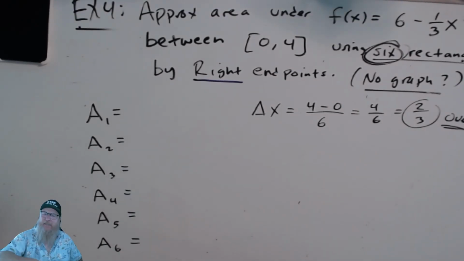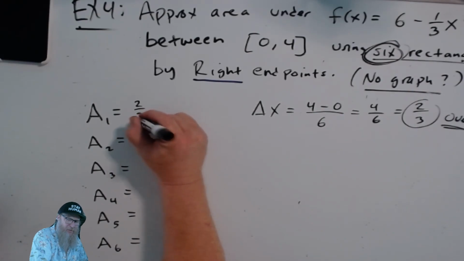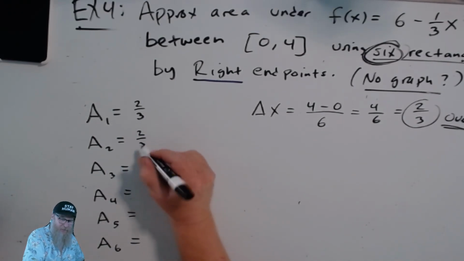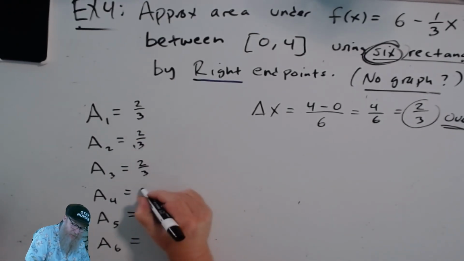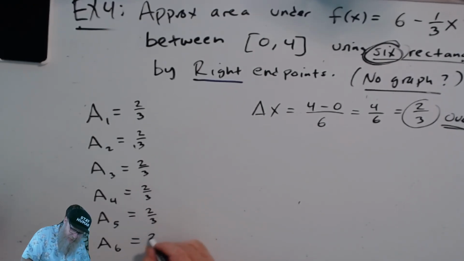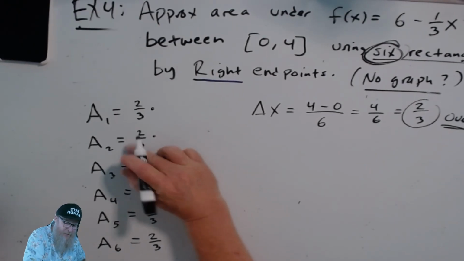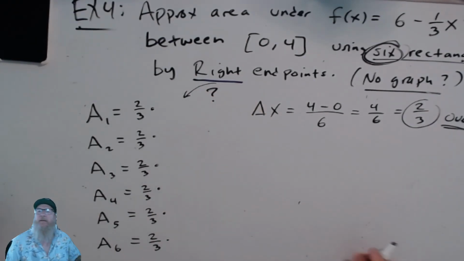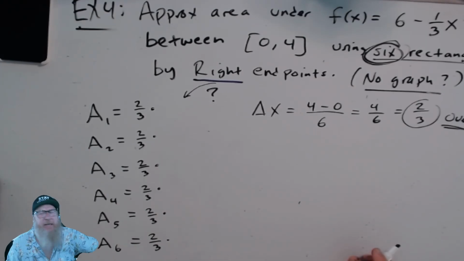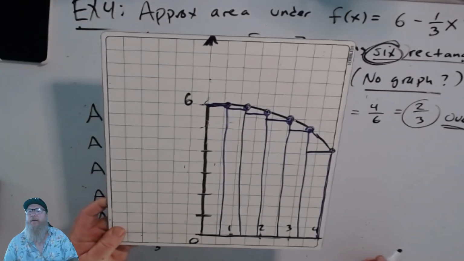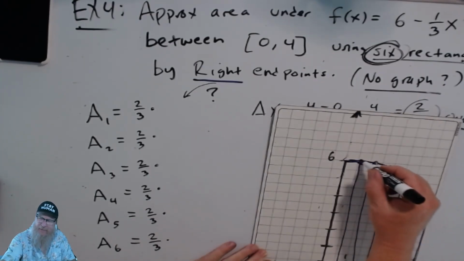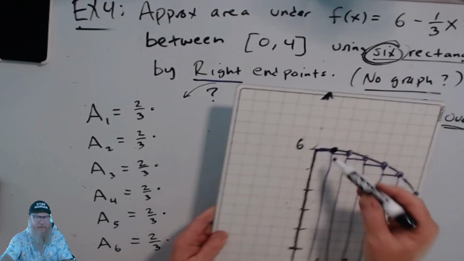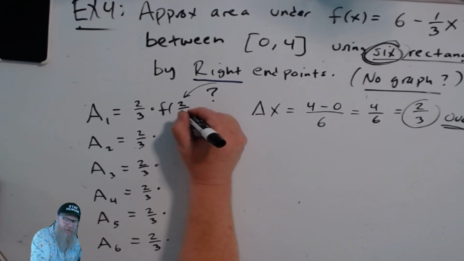All right, all the delta x's are going to be the same, so they're all going to be 2/3. I'll write that a bunch of times. 2/3 times... Now here's where you have to think. The right endpoint. So that's where the diagram comes in handy. The right endpoint is a plus 2/3. So that'll be 2/3, f of 2/3.